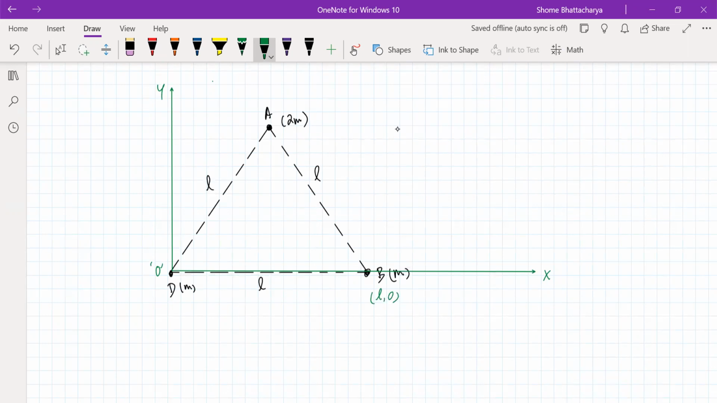What about the location of the point A? For that, we use the geometry that this is 60 degrees. So the x coordinate of A will become L cos 60, and the y coordinate of A will of course be L. So this will be at root 3 by 2 L comma L.